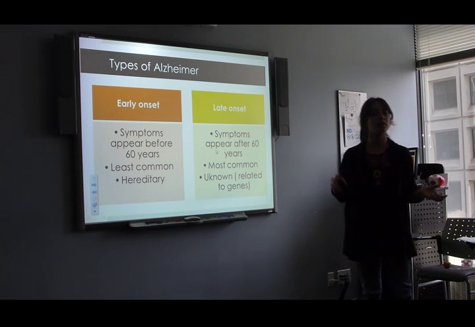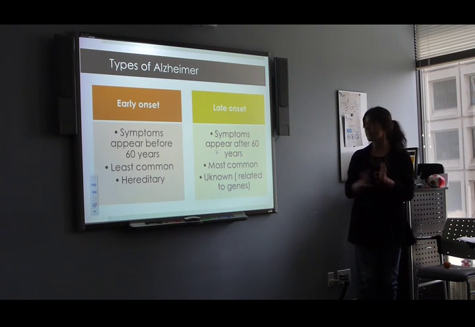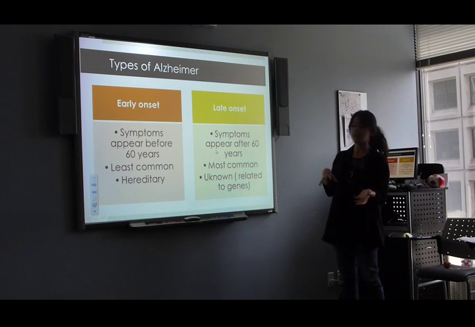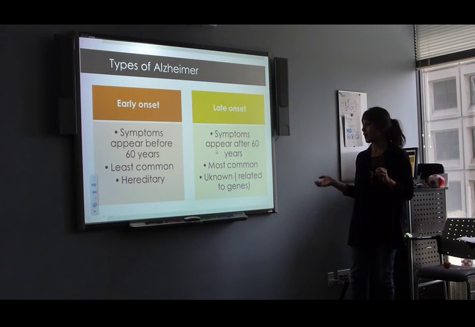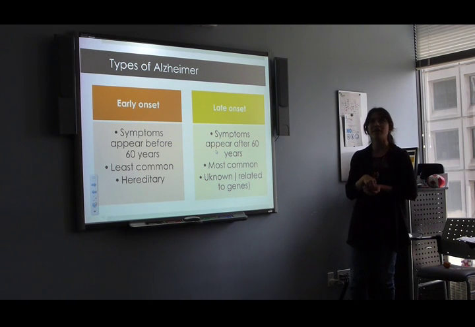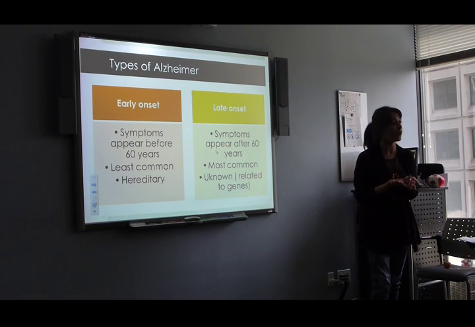For the early onset, it is known that the causes are hereditary. And the late onset is the opposite. Symptoms appear after 60, and it is most common, and the causes are unknown, which is what we have to search for.